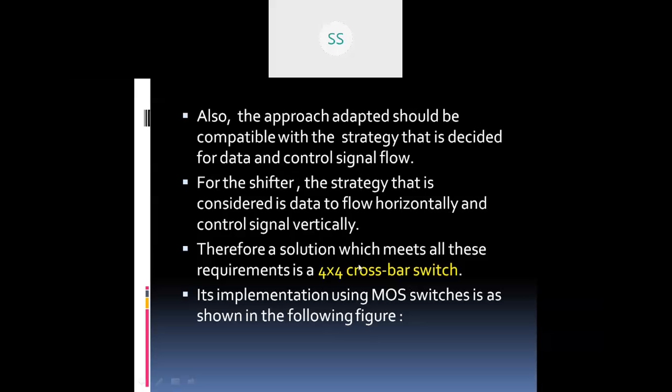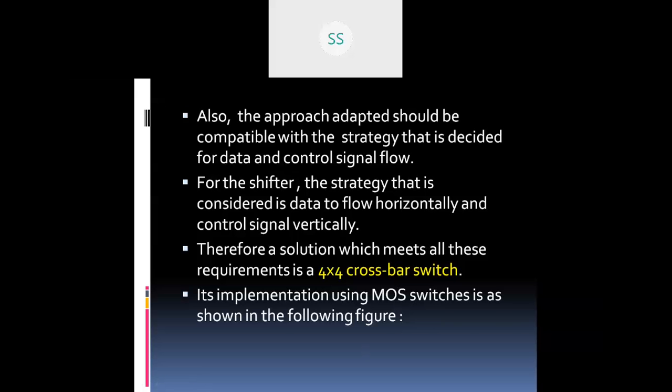Now, in order to realize all these requirements, the solution is a 4 cross 4 crossbar switch. This is the circuit, or implementation, which can realize all the requirements stated previously. The implementation of this 4 cross 4 crossbar switch using MOS switches is as shown in the following figure.